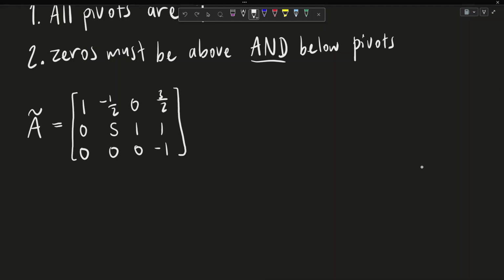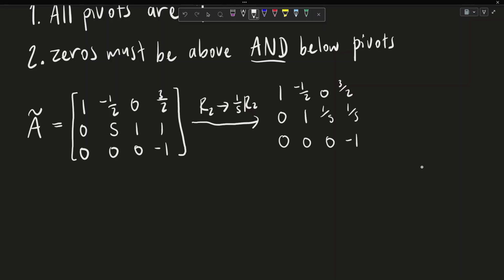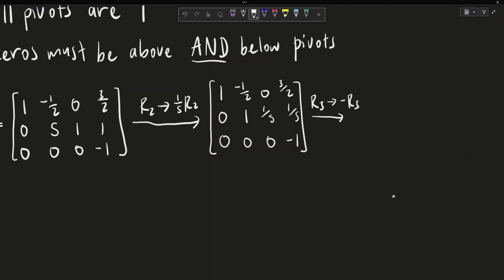So with that being said, let's convert this into reduced row echelon form. First, we'll observe that in the second row, the first pivot is 5. So we can simply scale the second row. We can take R2 and transform it to 1/5 of R2. So the first row is unchanged, the second row is now scaled by 1/5, and the third row is unchanged. Similarly, we can take the third row and scale it by -1. Again the first and second rows are unchanged, and the third row just has this value converted.